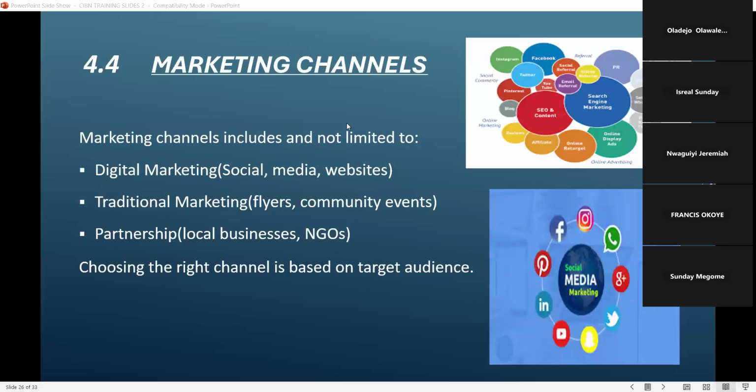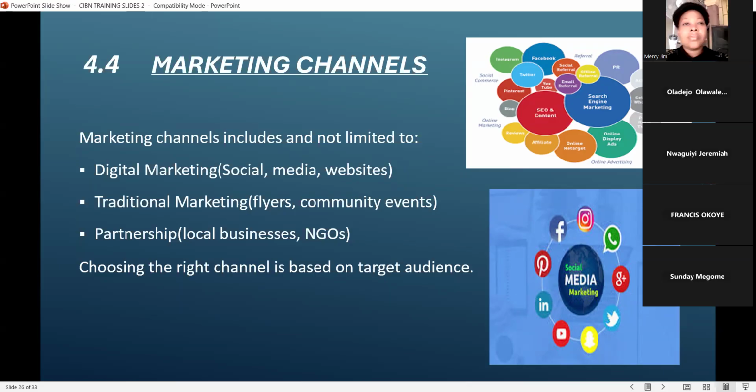Then, choosing the right channel is based on target audience. The market that you choose depends on the audience that you are looking at. You can't go to a secondary school where the highest age is maybe 16 years and say you want to do BVN there, when chances are that BVN enrollment is for 17 years and above. That will not fly. So you must know your target audience well before you begin marketing so that you don't end up embarrassing yourself or wasting your time.